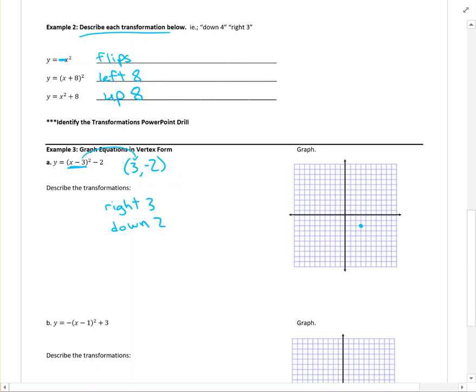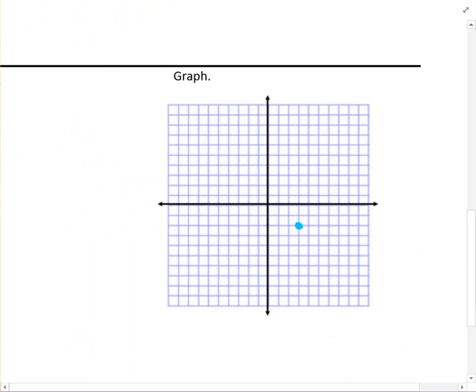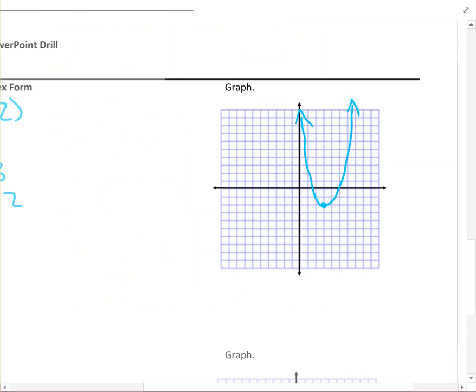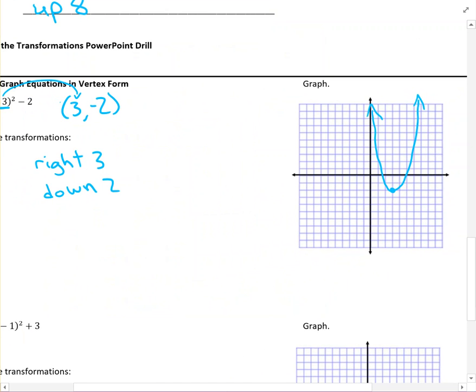Now I just make a normal parabola shape. It's not flipped upside down or anything, so it just opens up like normal. Done. Final answer. So you can see why we say it moves right 3 and down 2. Because normally it would start at the origin, but it got moved right 3 and down 2.